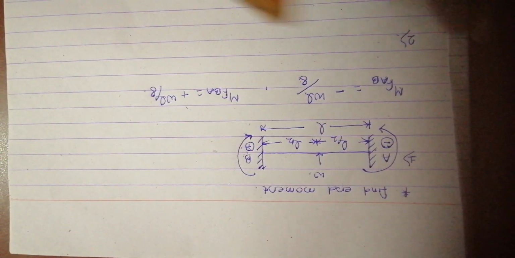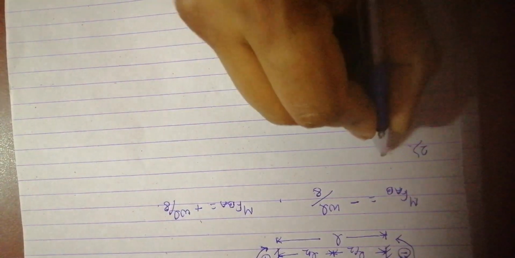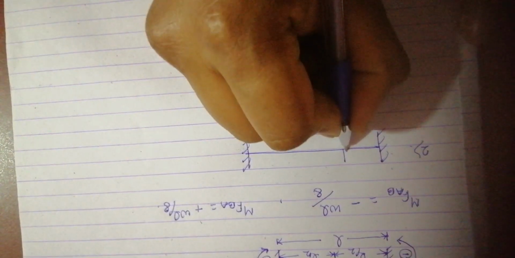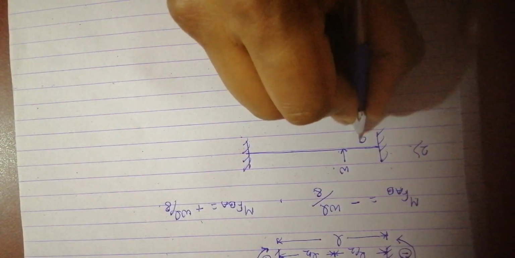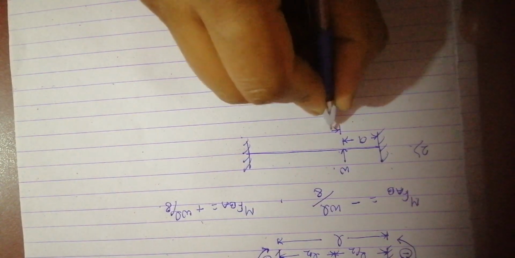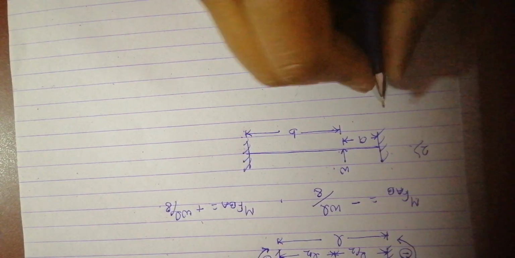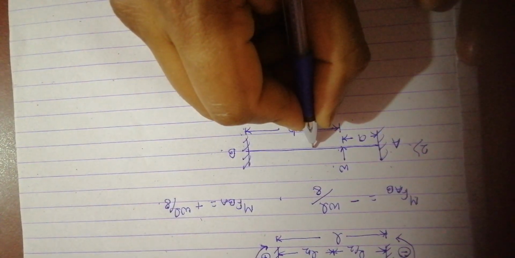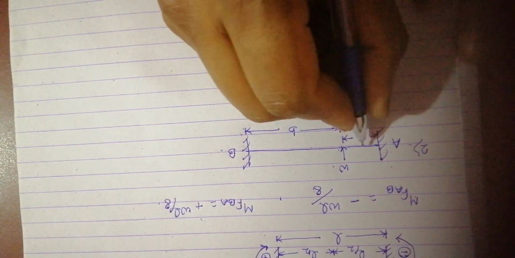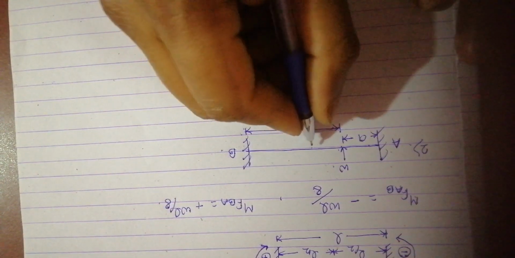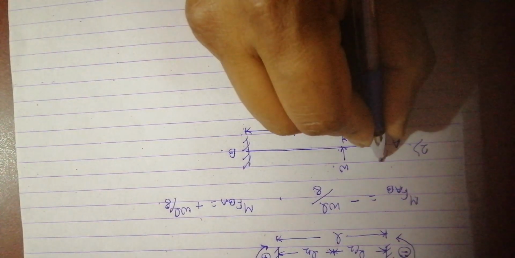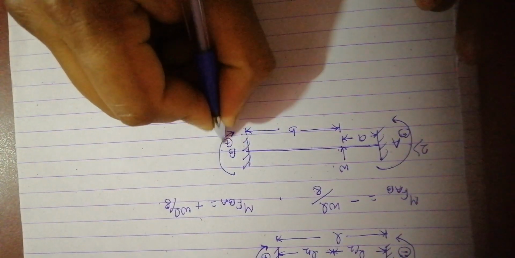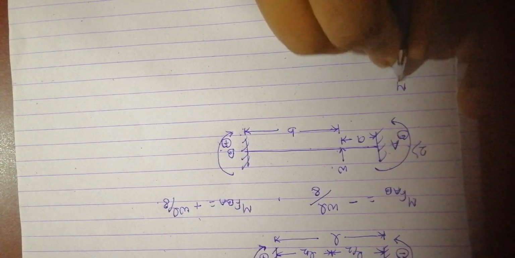And second, number 2. Draw a fixed beam, and the load is on one side, W, and suppose the distance is A, and from here B, and the beam is AB. In this beam the load does not lie in the middle portion, the load lies towards A from the middle portion. So same as the above beam, here use negative sign for anti-clockwise and positive sign for clockwise, and write MFAB.